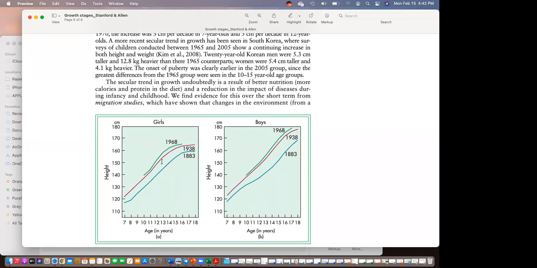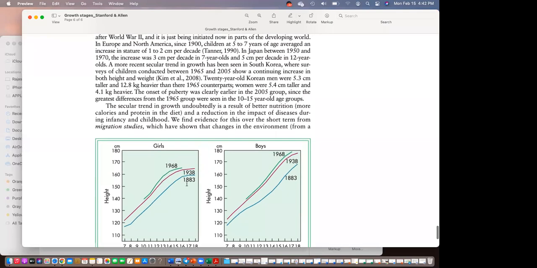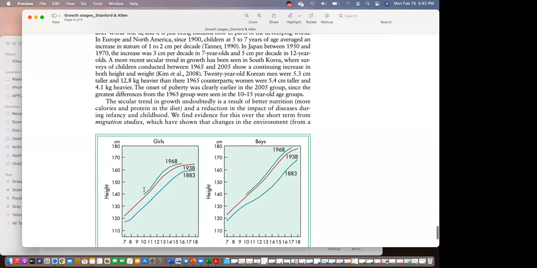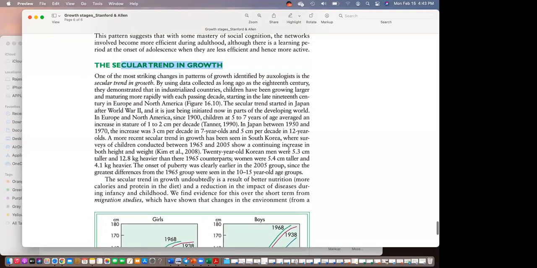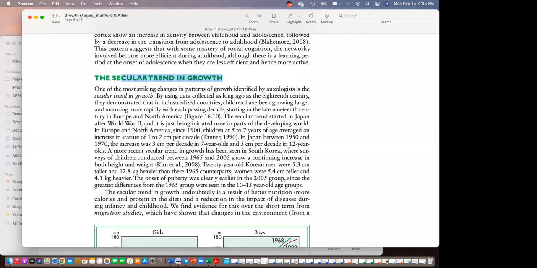I think there is an increasing trend in height. So overall, height can be seen as a component that is increasing over a period of time. They did an old study, 1883, 1938, 1968. As you see, the curvature of the graph is decreasing, meaning the mean height in girls as well as boys is increasing over centuries. So this concept is known as secular trend in growth.